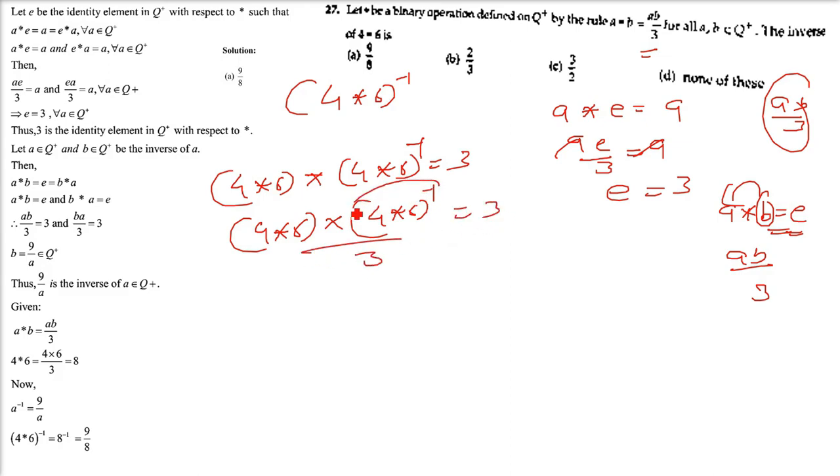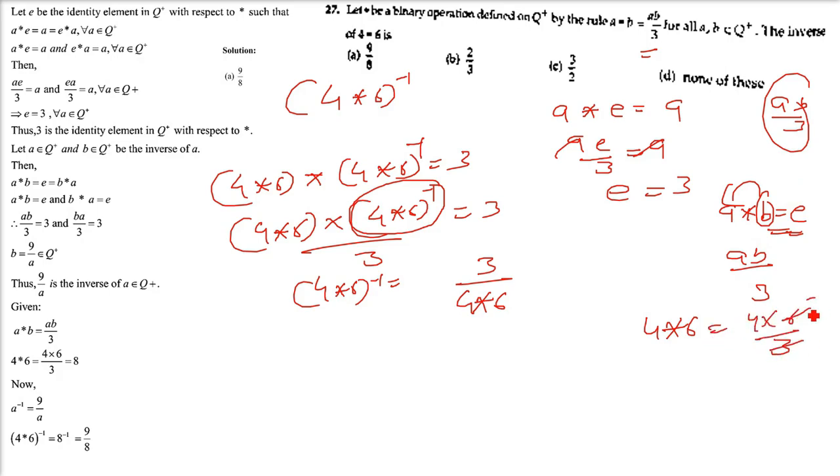So 4 star 6 inverse we have to find out. So 4 star 6 inverse will be 3 into 3, which is 9, divided by 4 star 6. So 4 operation 6 is again A star B is AB by 3. So 4 into 6 by 3, 3 into 6, 4 to the 8. So you get 8 here. So this will be 9 by 8. So the answer is the first one, A, 9 by 8. A is the correct option. This is how you have to find out the inverse.